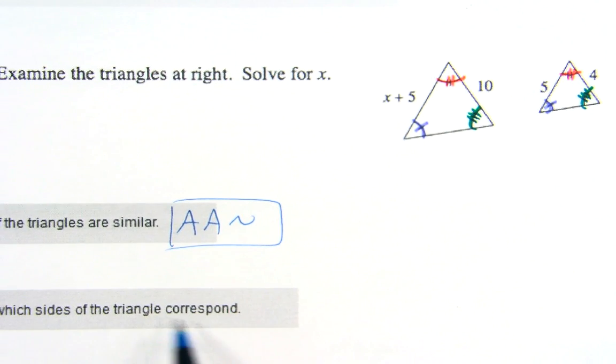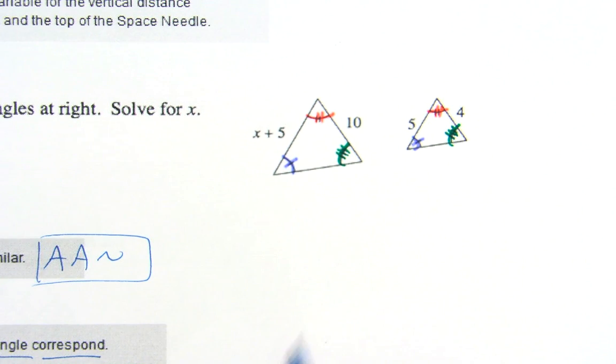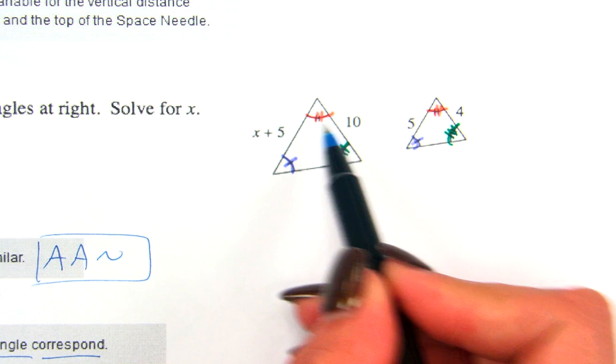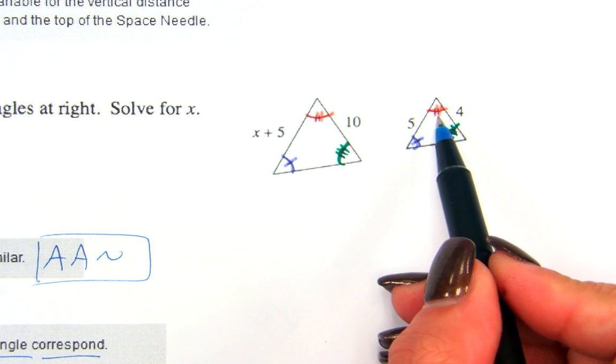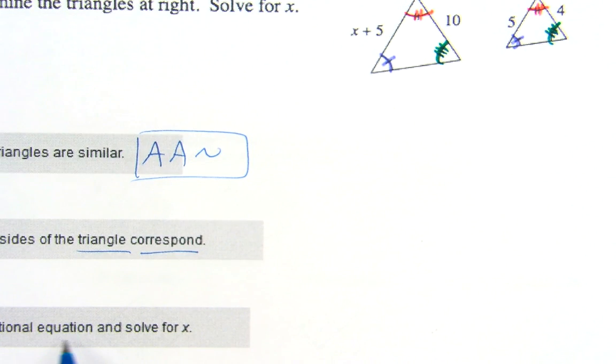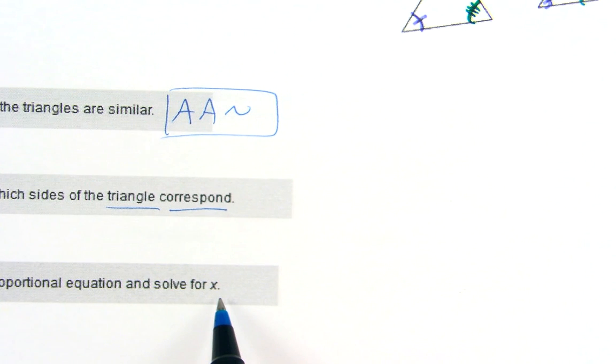Okay, decide which sides in the triangles correspond. I kind of did that so you can see. X plus 5 is in between the purple and the orange. 5 is in between the purple and the orange, right? As far as I can tell. And then write a proportion, solve the equation, and solve for x.